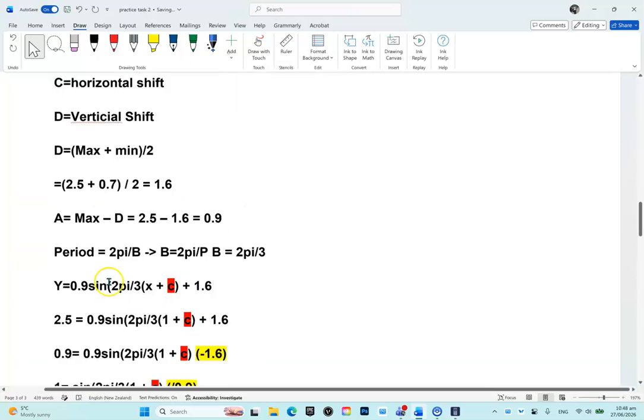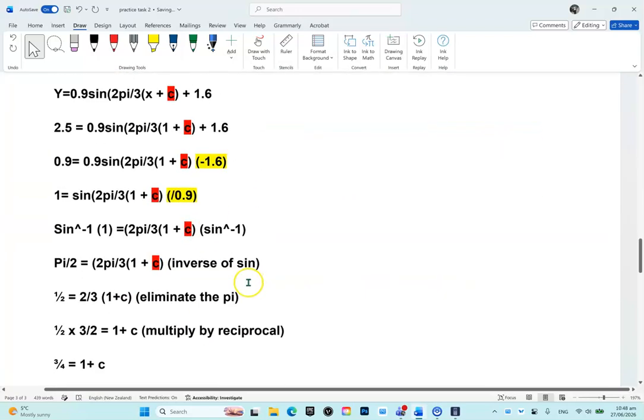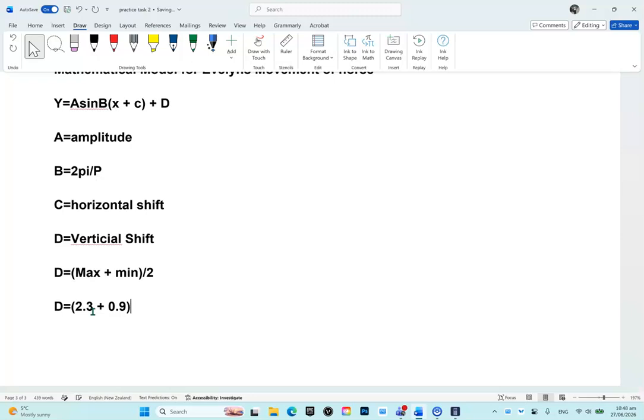So the maximum was 2.3 and the minimum was 0.9 in meters. So we've got 2.3 plus 0.9 divided by 2, and that's going to be 1.6 again. Our amplitude is just going to be the max minus our D value, so that's going to be 2.3 minus 1.6, which gives you 0.7.